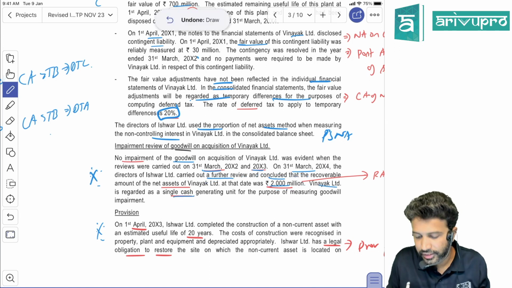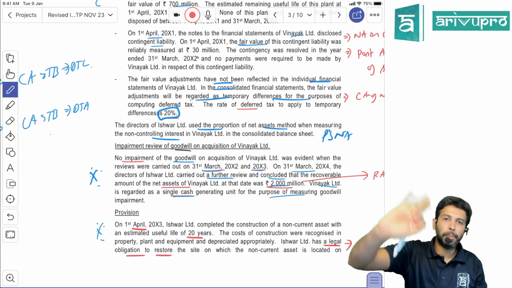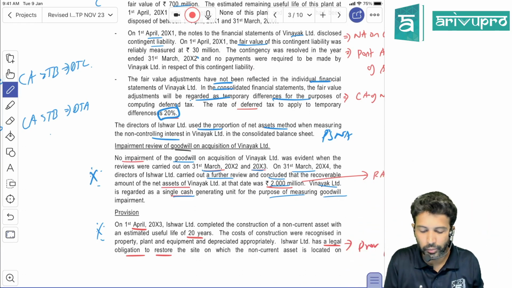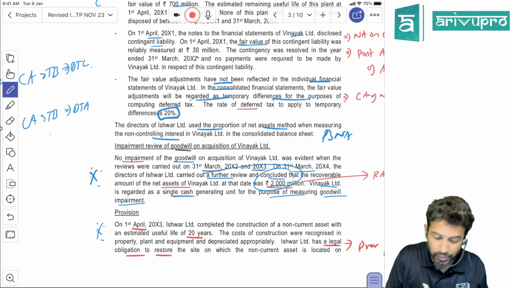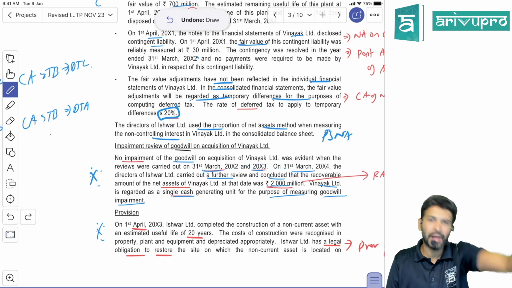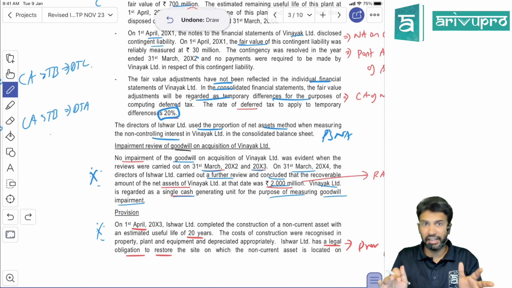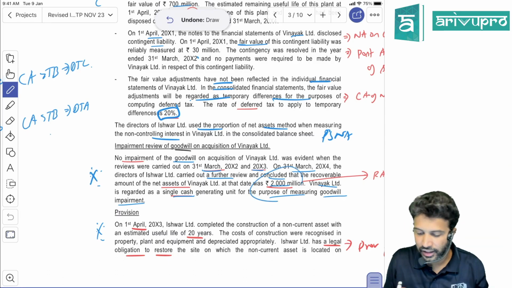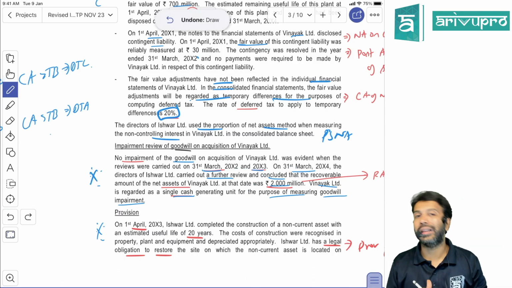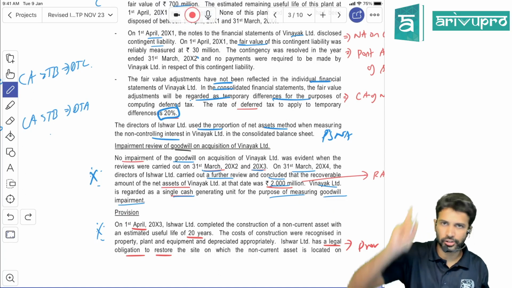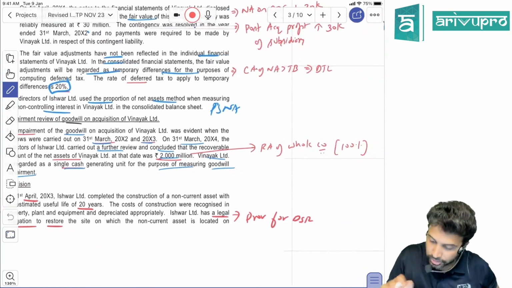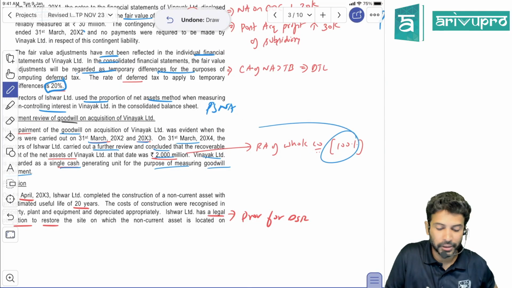Vinayak Limited is regarded as a single cash generating unit, meaning the whole company is considered as one cash generating unit for goodwill impairment purposes. So this recoverable amount relates to the whole company, because they're saying the whole company is one CGU. This is the whole recoverable amount of the company itself. If you sell the whole company, they're saying it can fetch about 2,000 million. All this you have to express again in thousands because the other data is in thousands. Keep this in mind, that this is the recoverable amount for the whole company, which is 100%.